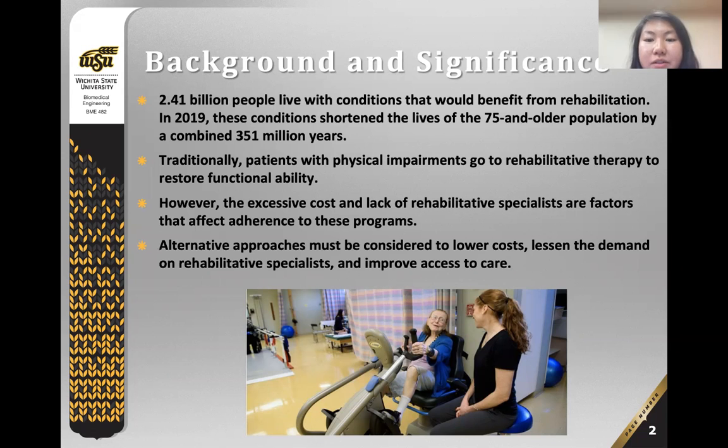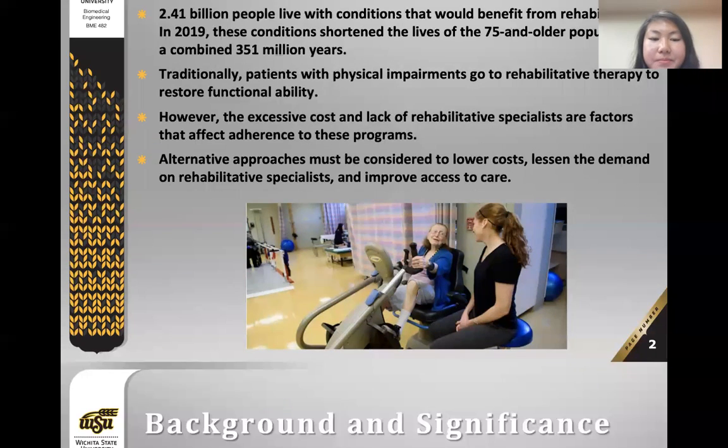Traditionally, patients with physical impairments go to rehabilitative therapy to restore function. However, the excessive costs and lack of rehabilitative specialists are factors that affect adherence to these programs. Alternative approaches must be considered to lower costs, lessen the demand on rehabilitative specialists, and improve access to care.